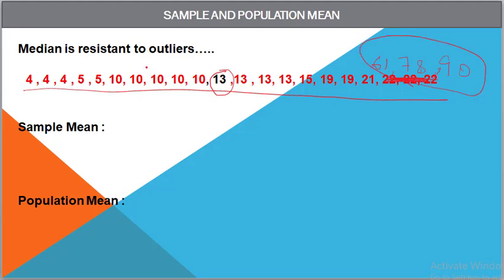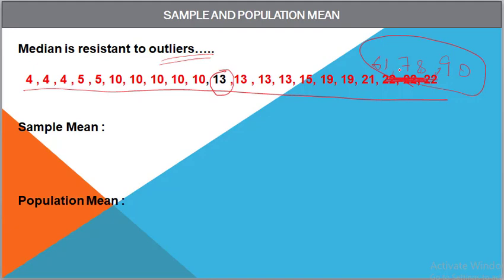These are outliers because the entire data set was in the range of 4 to 22, but suddenly some extreme numbers have been introduced into the data set, like 61, 78, and 90. These are extreme numbers. They are nowhere close to 22 or 4. So these are outliers. That's the concept of outliers.